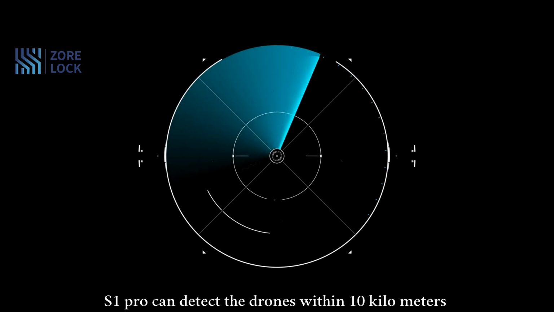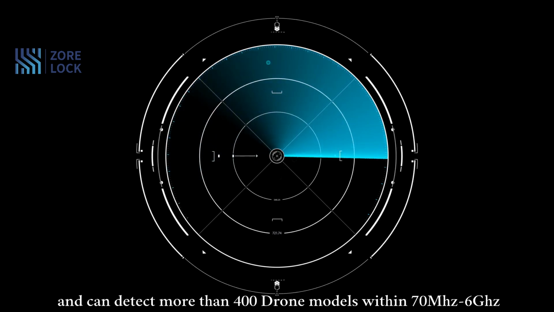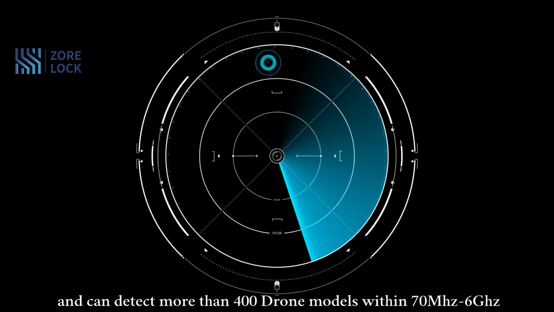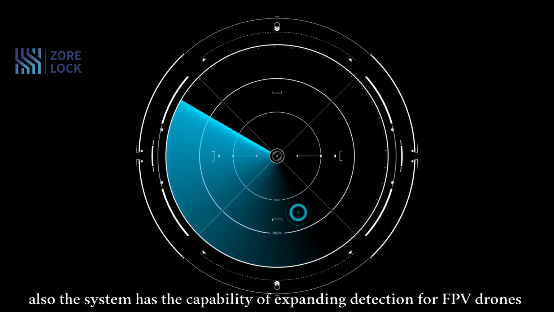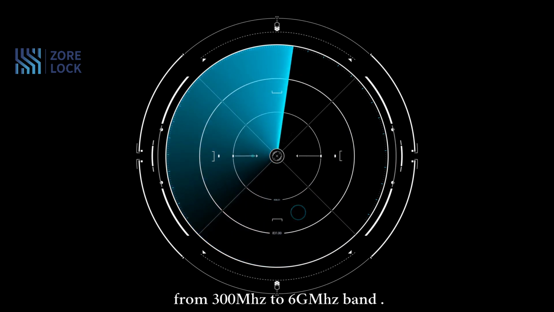S1 Pro can detect drones within 10 kilometers and can detect more than 400 drone models within 70 megahertz to 6 gigahertz. Also, the system has the capability of expanding detection for FPV drones from 300 megahertz to 6 gigahertz band.